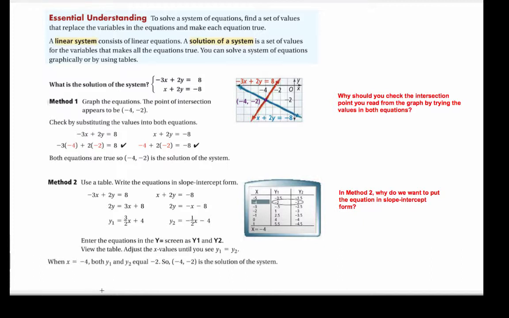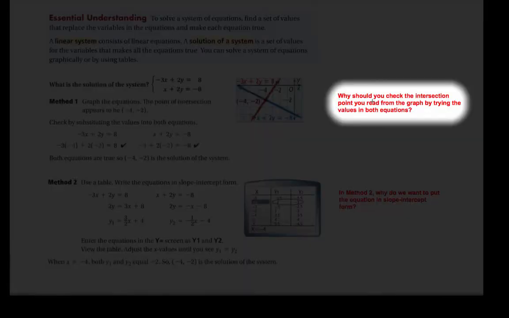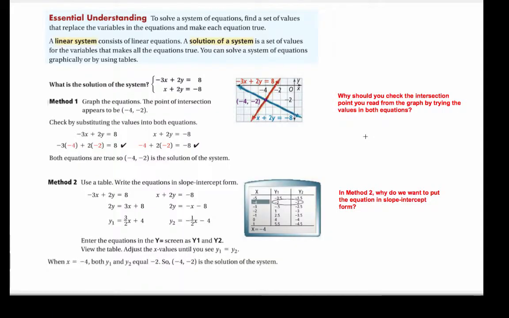All right, so some questions that we should just consider. The first one, going back to method 1, why should you check the intersection point you read from the graph by trying the values in both equations? Well, if you think about that, anytime we solve something, we should always check our solutions if we can. So it's just a check to see, did we graph our lines correctly?